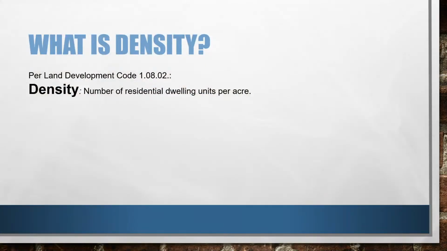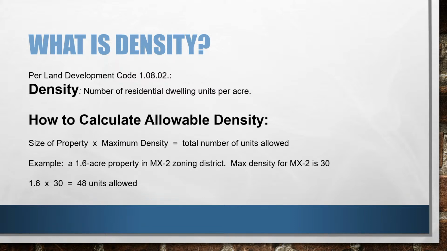So, just starting with density. I don't want to get too far ahead and start talking about numbers without probably explaining what density is to everybody. Density is simply just a number of residential dwelling units per acre. It doesn't control height, it doesn't control parking standards or anything else, it's dwelling units per acre. So, what we do to calculate that is it's the size of a property times the maximum density equals the total number of dwelling units.